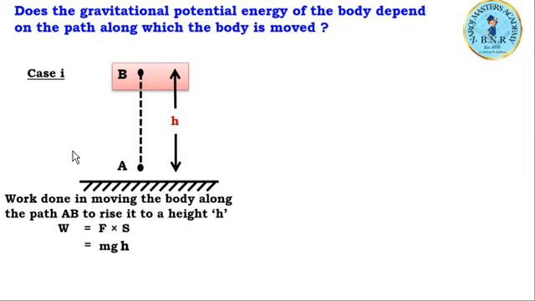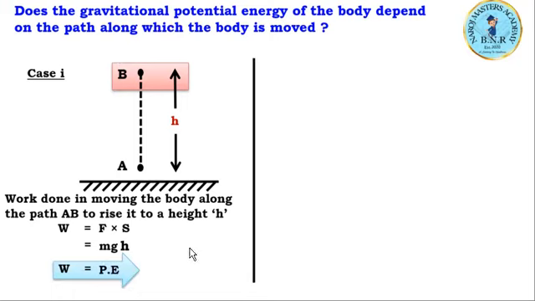Now our question is, does the gravitational potential energy of the body depend on the path? Here is one path, moving from the ground surface directly to the certain height h. Now if you see case 2, here W is equal to mgh, which is nothing but potential energy.